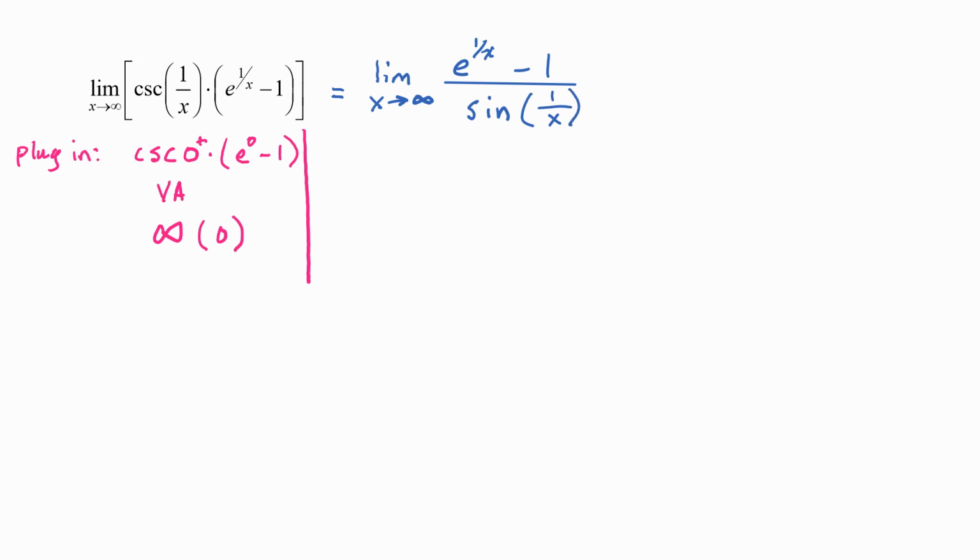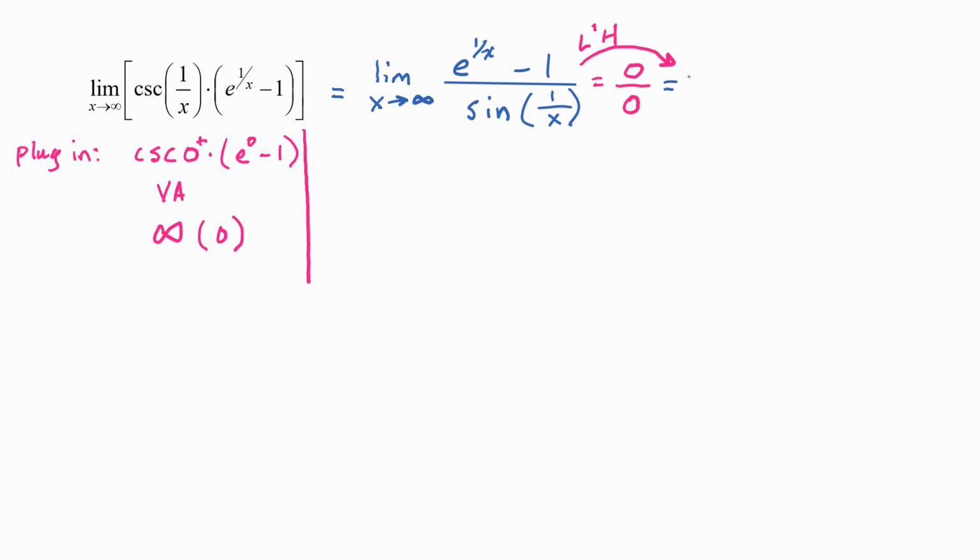Now, let's evaluate. If we put infinity in for x, this becomes e to the 0, which is 1, minus 1, we would get 0 in the numerator. In the denominator, 1 over x is 1 over infinity, which goes to 0. Sine of 0 is 0. And because now we are in the form 0 over 0, we are allowed to use L'Hopital's rule.